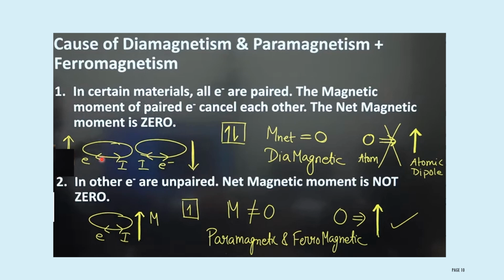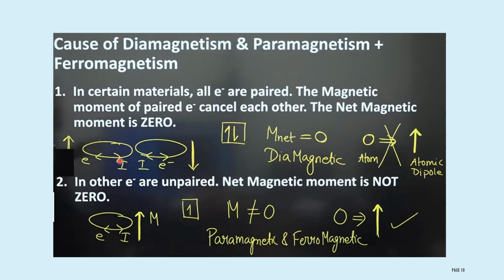For the first electron, consider this is the direction of motion of the electron. The current loop is generated opposite to the direction of motion of the electron, in this direction. The magnetic moment generated by the first electron is indicated by an up arrow mark. For the second electron, consider this is the direction of motion. The current loop is generated in the opposite direction, and the magnetic moment generated here is indicated by a down arrow mark.